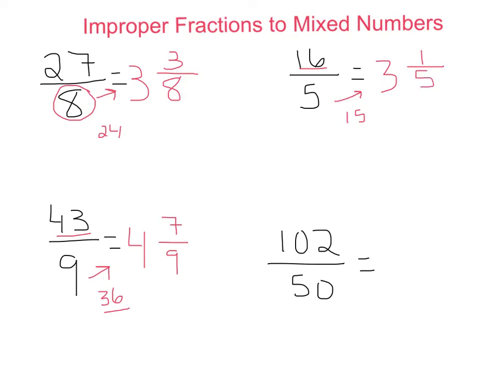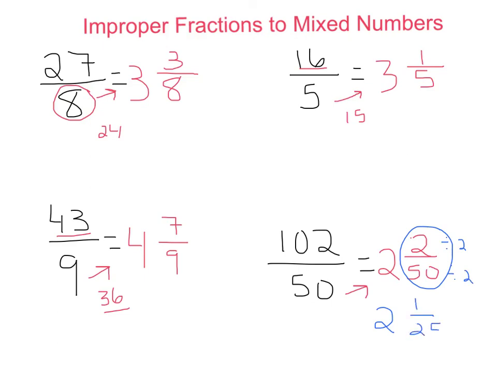Alright, the last one. 50 goes into 102 twice because 50 times 2 is 100, which is 2 away from 102, so 2 and 2 50ths. However, this problem is not done yet because 2 over 50 can be simplified. 2 and cut them both in half. 2 and 1 25th. There you go. There's your introduction to rational numbers.